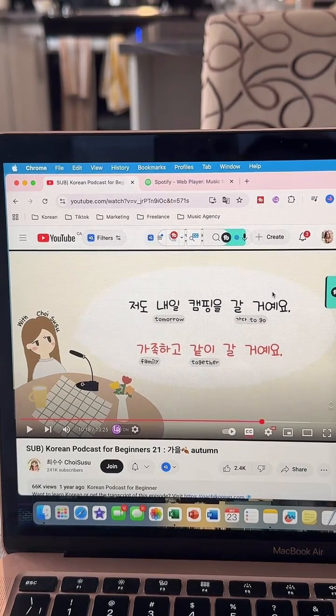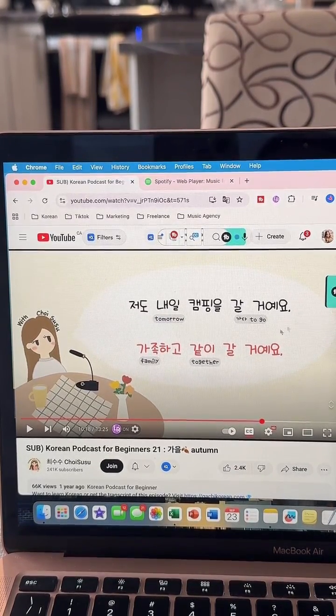I see a lot of amazing answers. So you guys are correct. This is the future tense. So it basically means "will be going." You can say that. So I also will be going camping tomorrow. So that would be how this sentence is translated.